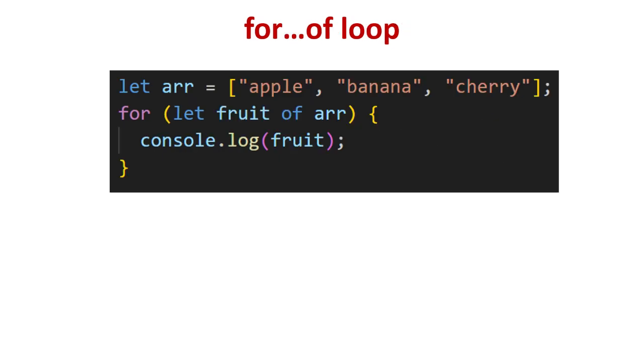Now let's look at the forOf loop. The forOf loop iterates directly over the values of the array. In the forOf loop we just need to focus on the values, not the index.